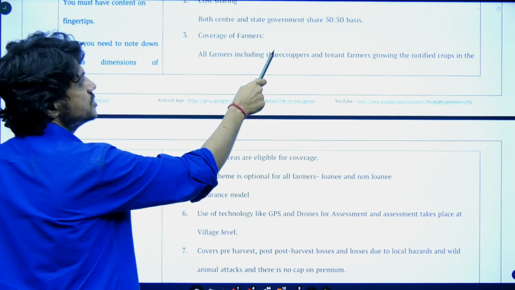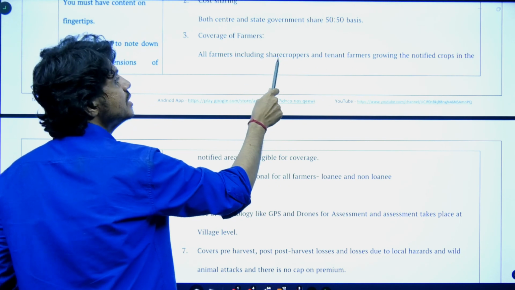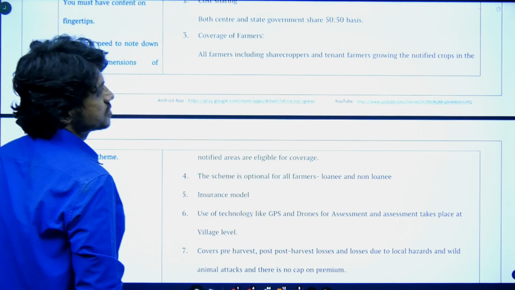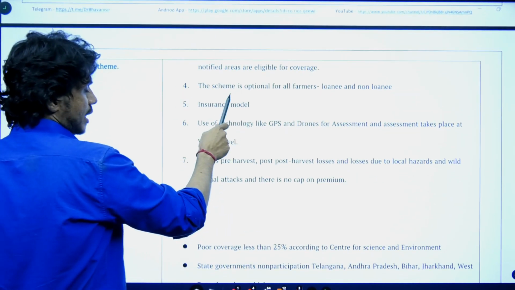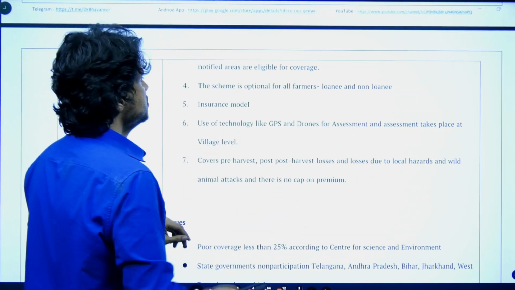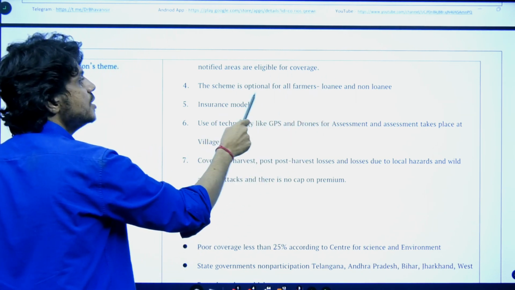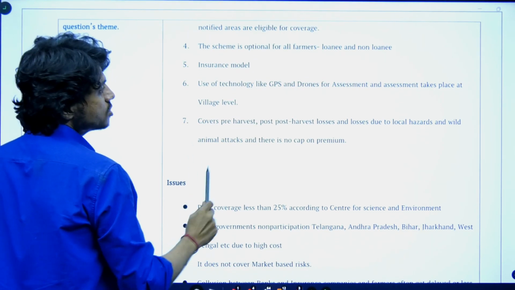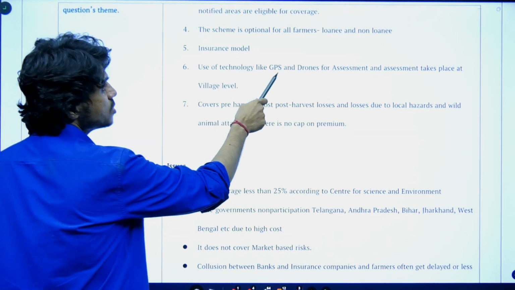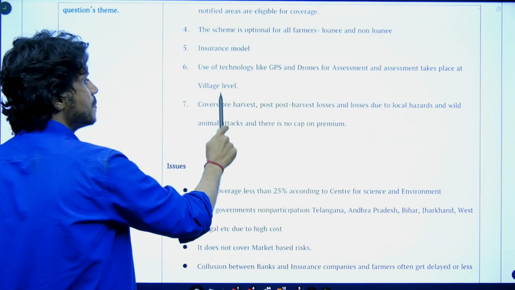And like I have mentioned, coverage of the farmers. It also includes, an important point for the prelims also, sharecroppers and tenant farmers, which is not the case in the previous schemes. And recently they have made some changes. Scheme is optional. Earlier it was compulsory for the loanee farmer. Now they have made a change. It is made optional for the farmers. It is not compulsory in nature, and they use technology like GPS and drones for the assessment, to check whether the damages are happening or not.